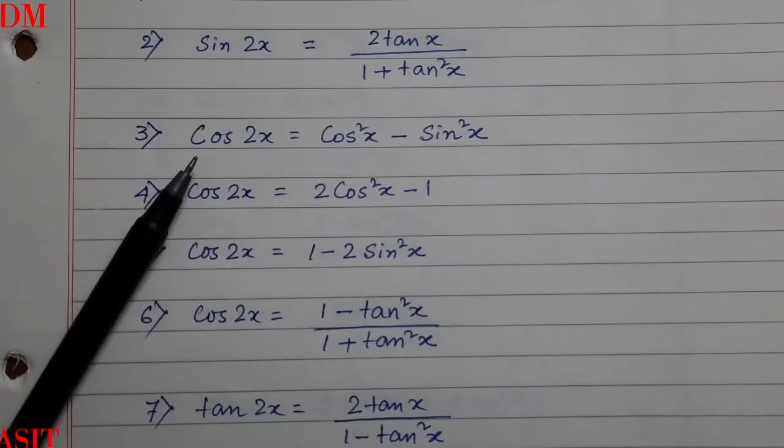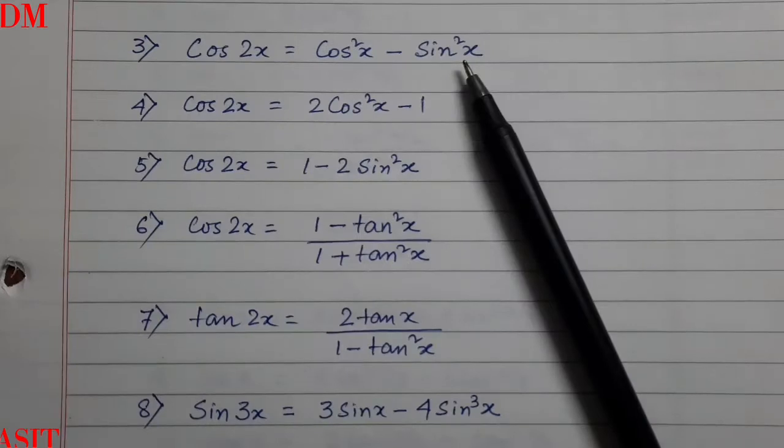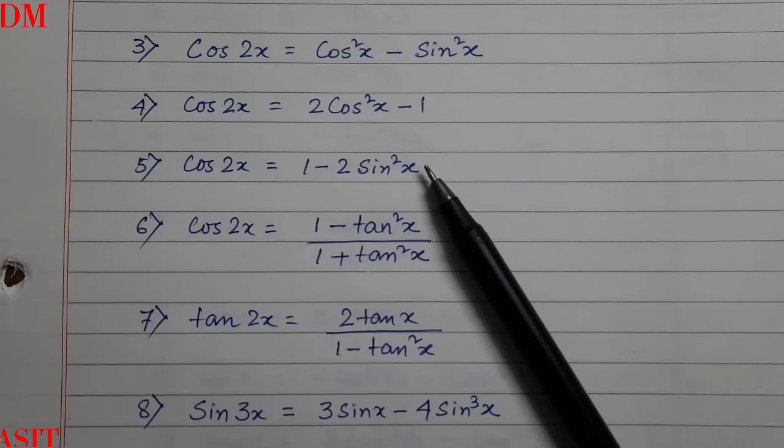Now the third one is cos 2x, which equals cos square x minus sin square x. Now this we can find out from the formula of cos of x plus y by putting y equals x. Now if we change sin square x to cos square x by applying sin square x equals 1 minus cos square x, we get the second form of cos 2x, that is 2 cos square x minus 1. And similarly, if we convert cos square x to sin square x, we will get cos 2x equals 1 minus 2 sin square x.